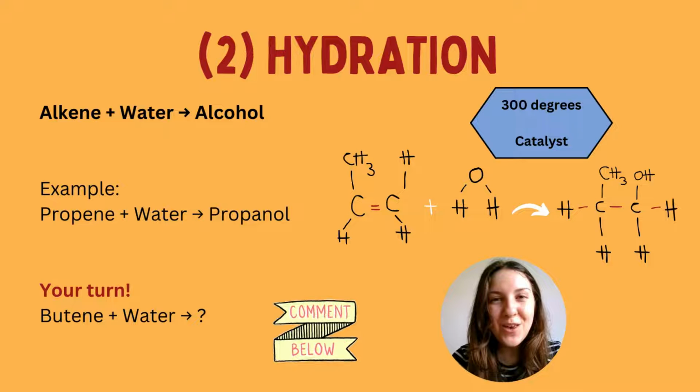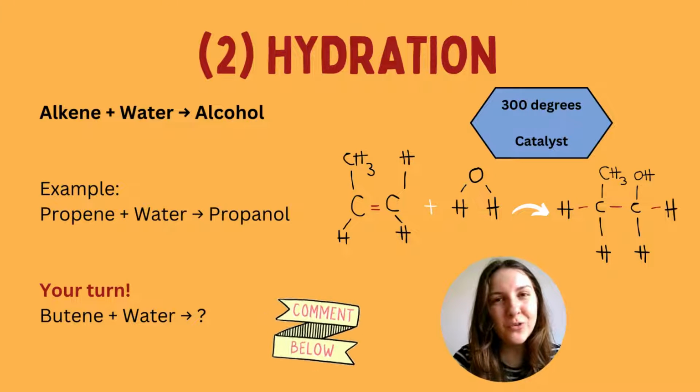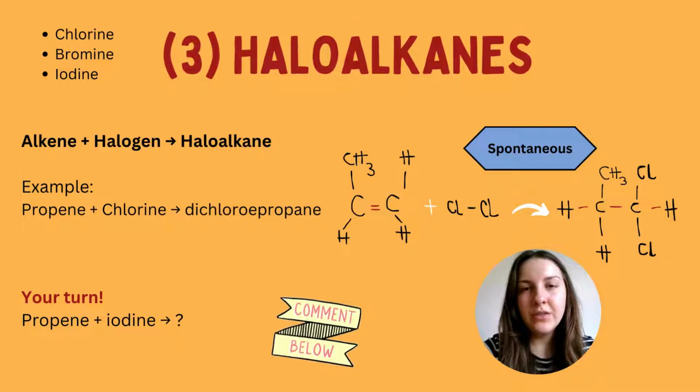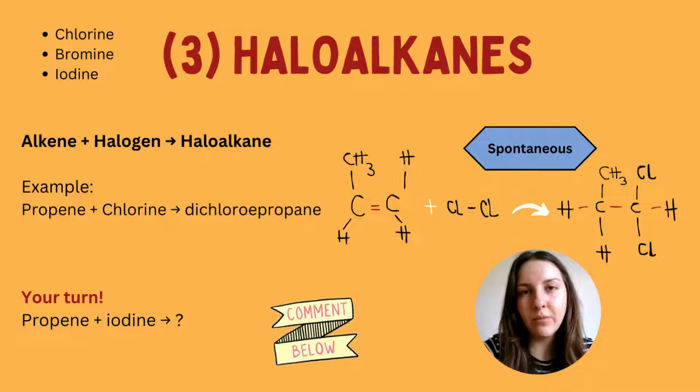Here's another example for you. Have a go at it. The solution, of course, is in the description box. So this is the final type of reaction that you need to be aware of for GCSE when you look at alkenes reacting with something.